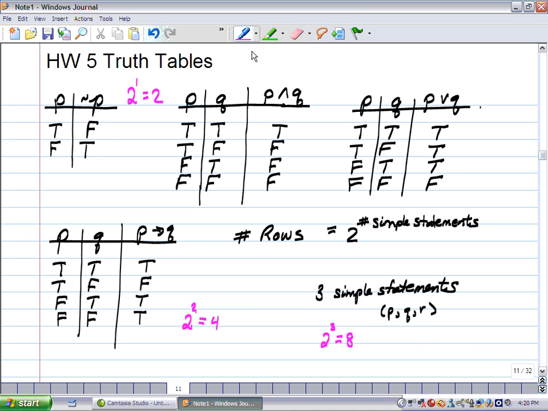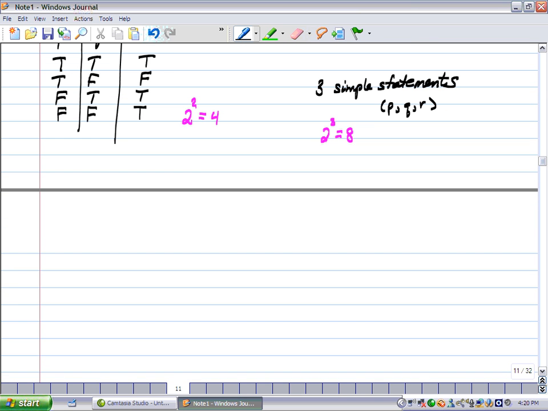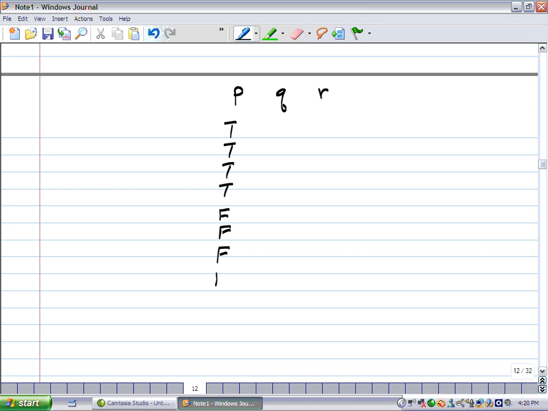And we would start out by making half of those rows, if we have P, Q, and R, half of the rows would start out with true. So we'd make 4 of them true and 4 of them false. Half of these true ones would have their Q's true and half of their Q's false. Half of these false P's would have their Q's true and the other half would have their Q's false.